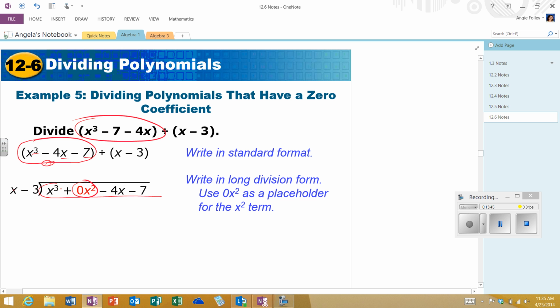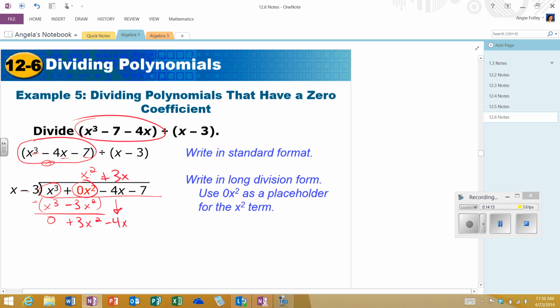So x times what equals x cubed? Well, an x squared. So I need x squared times x is x cubed. x squared times a minus 3 is minus 3x squared. When I subtract it, I get 0 here. A minus and a minus makes a positive 3x squared. So now I need to multiply this by a positive 3x.